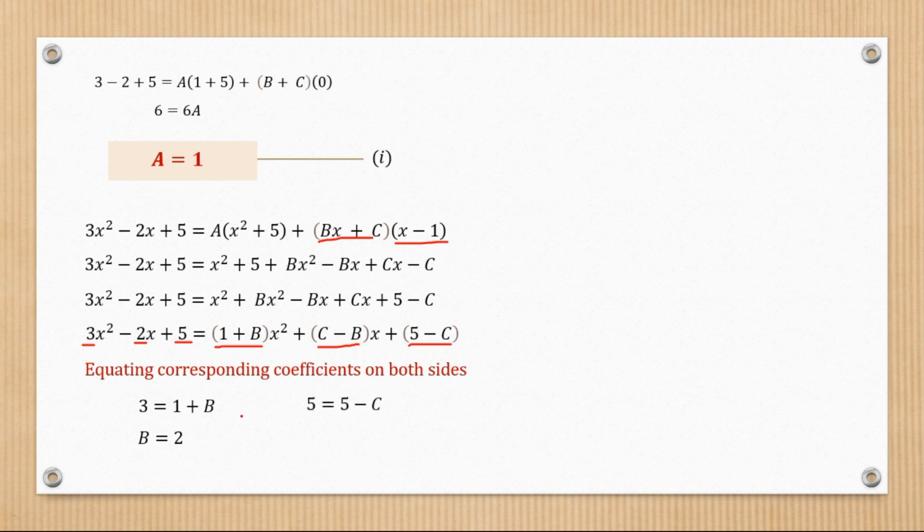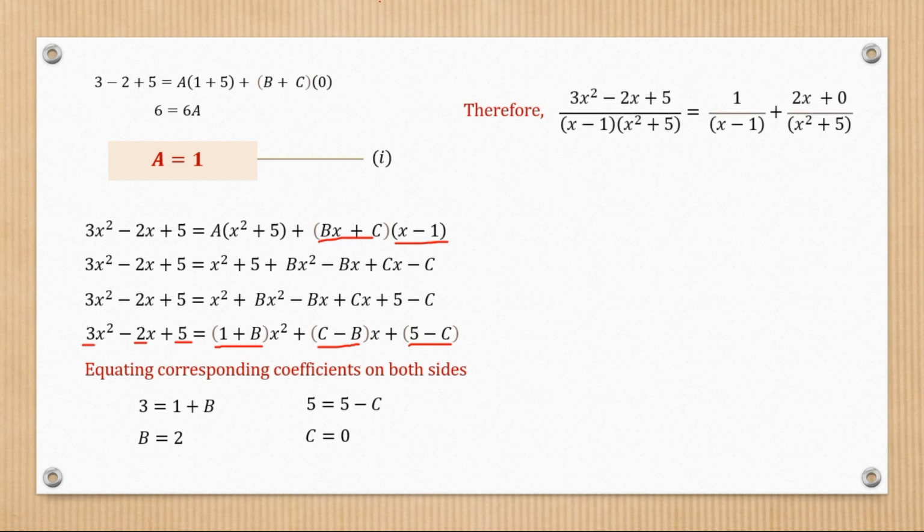So now that we know b, we can also see that the easiest way of finding c is to ignore this and go straight to this. So 5 minus c, we can see is equal to 5. So 5 minus c is equal to 5, of which c shall be equal to 0. So now we know what a is, we know what b is, and we know what c is. So therefore, our equation in partial fractions shall be equal to this.